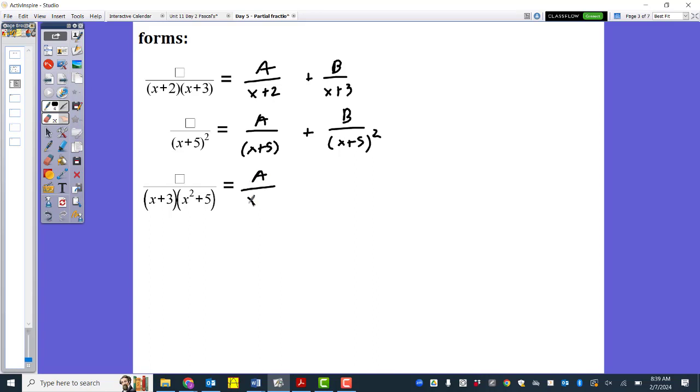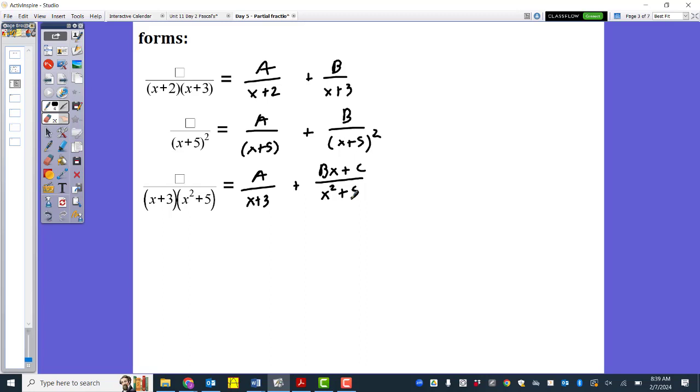So we have a over x plus 3, that part's the same, but we should always have our numerator to be 1 degree less. So this should be bx plus c over x squared plus 5. Got to make a slightly more complex numerator for that one, and then we can solve it that way. And these are what we do.